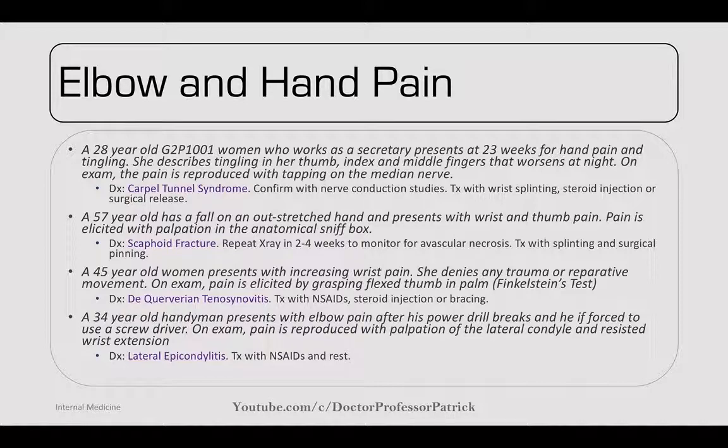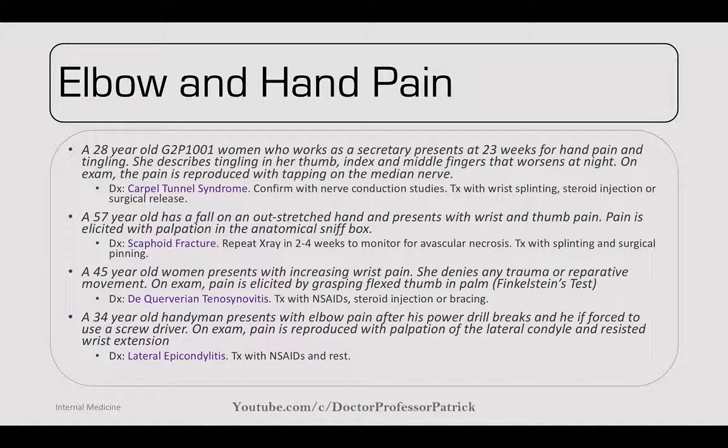So a 45-year-old woman presents with increasing wrist pain. She denies any trauma or repetitive movements. On exam, it's elicited by grasping her flexed thumb within the palm, or Finkelstein's test. The diagnosis would be de Quervain's tenosynovitis, and you can treat this with NSAIDs or steroid injection or bracing.